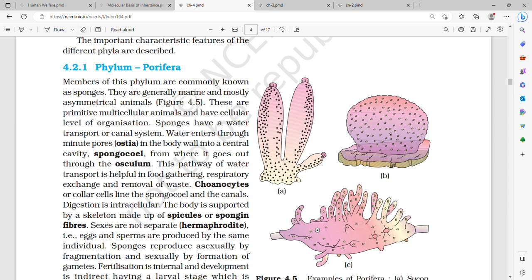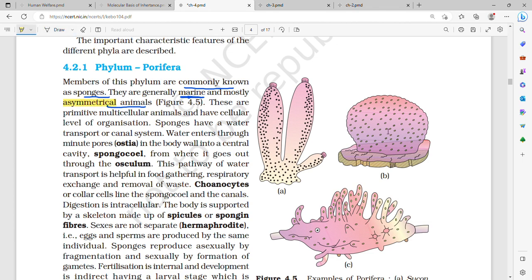So we'll start from where we had left, that is phylum Porifera. Members of this phylum are commonly known as sponges. They are generally marine and mostly asymmetrical animals. We had studied last time that in any plane you pass through the center of their body, it won't divide them into two equal halves, therefore they are asymmetrical.